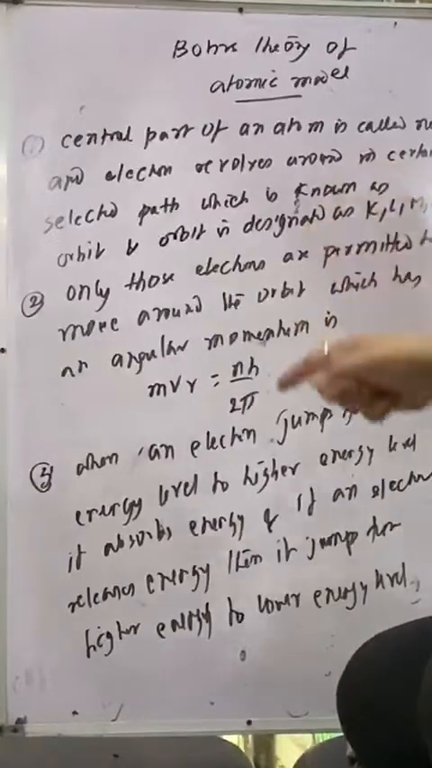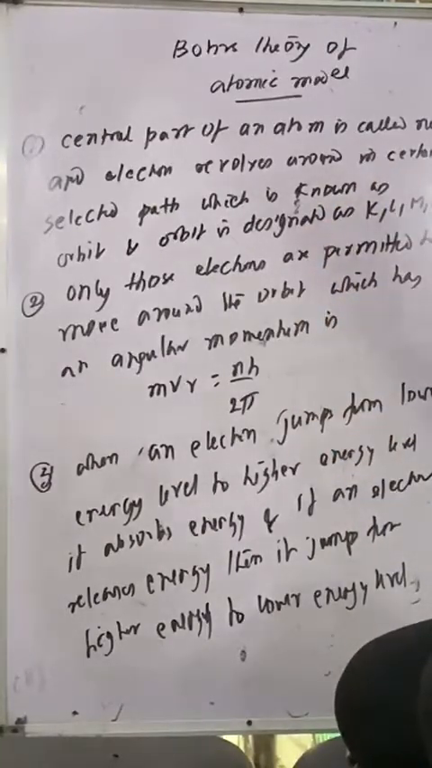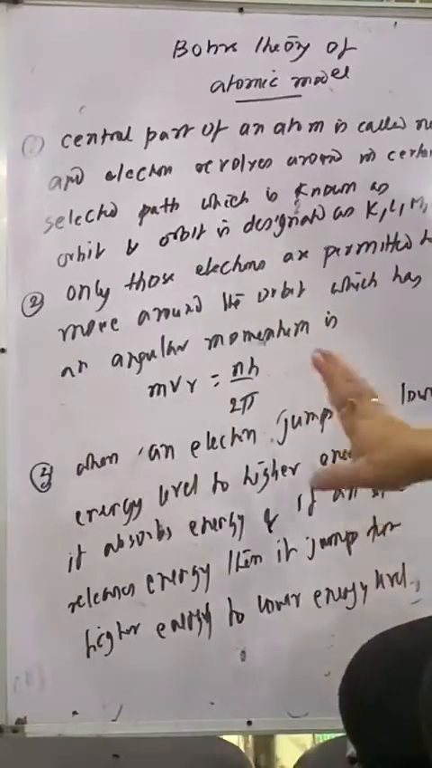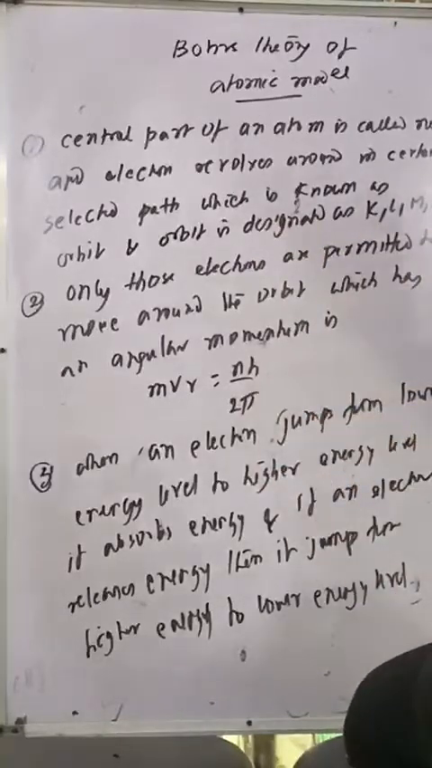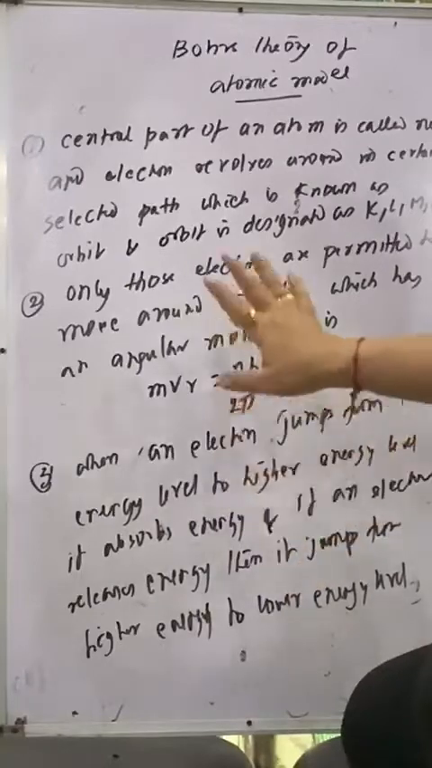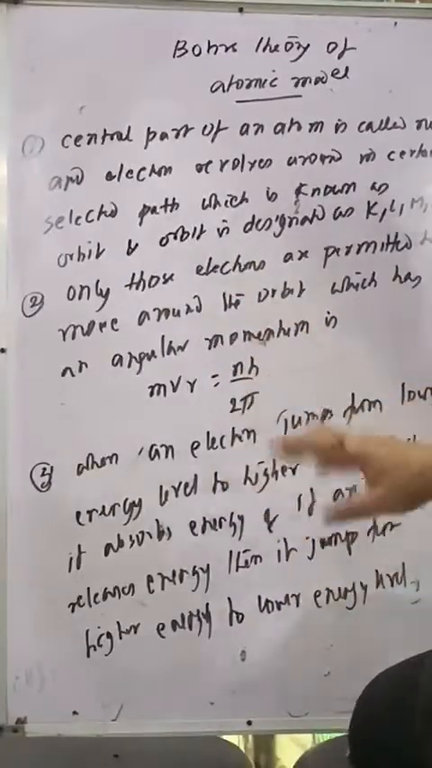Next, only those electrons are permitted to move around the orbit which have an angular momentum of nh upon 2 pi. I will speak about it just after this part. MVR, angular momentum, and all these things I will explain. First, just see what is written over there.